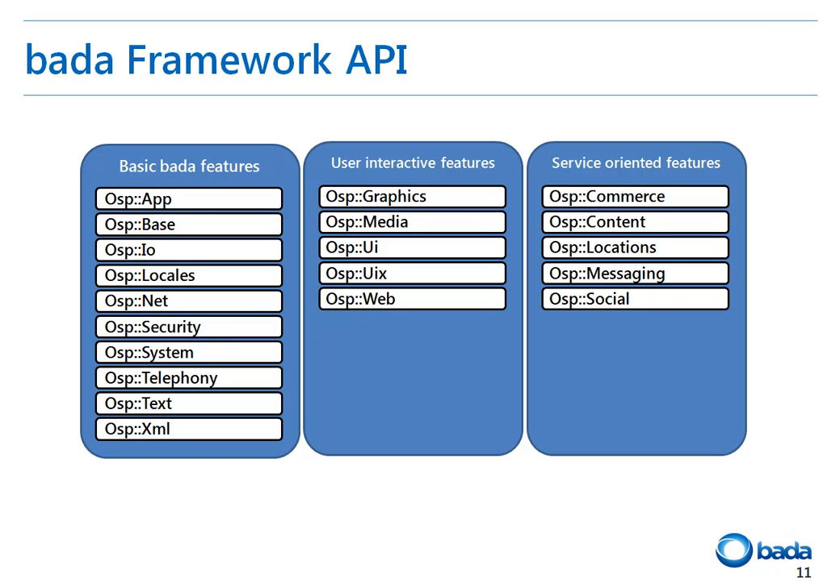The basic Bada features include the OSP app, OSP base, OSP IO, OSP locales, OSP net, OSP security, OSP system, OSP telephony, OSP text, and OSP XML namespaces. In addition, there are namespaces that provide user interactive features to construct various user interfaces on the basis of these basic namespaces. These namespaces are OSP graphics, OSP media, OSP UI, OSP UIX, and OSP web.